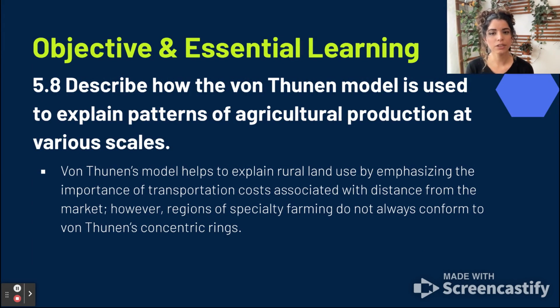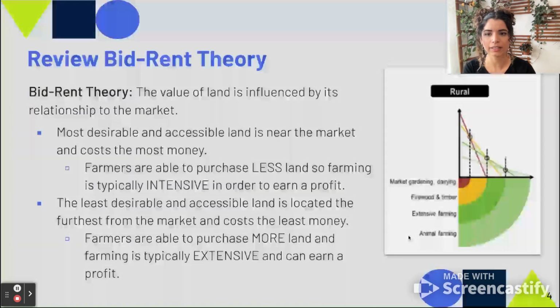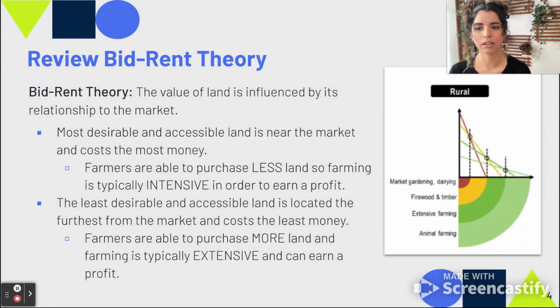So you need to describe how the von Thunen model is used to explain patterns of agricultural production at various scales. And this model helps to explain rural land use by emphasizing the importance of transportation costs associated with distance from the market. However, regions of specialty farming do not always conform to von Thunen's concentric rings. So this is where we left off on the last objective.